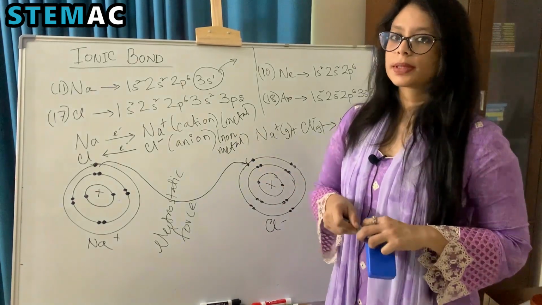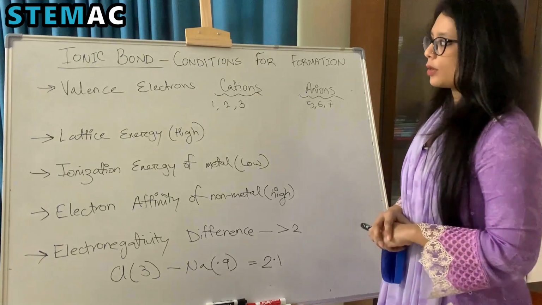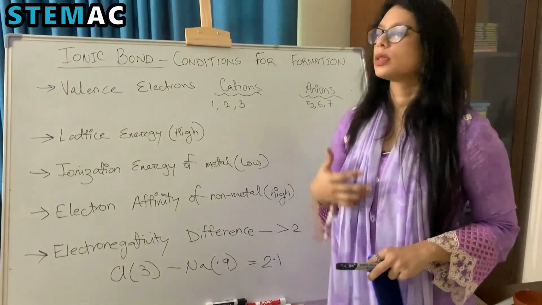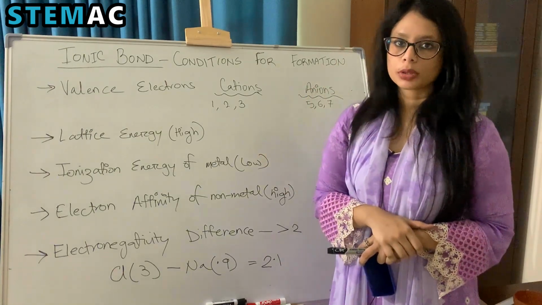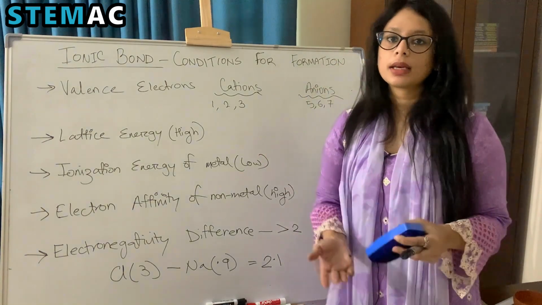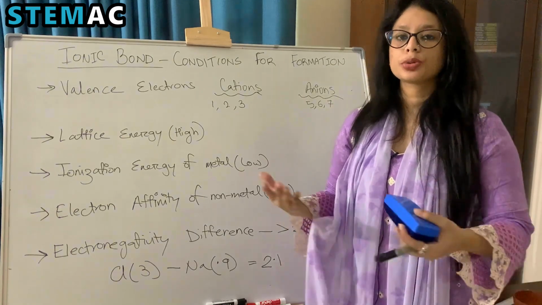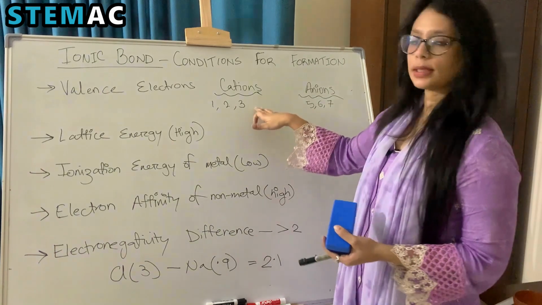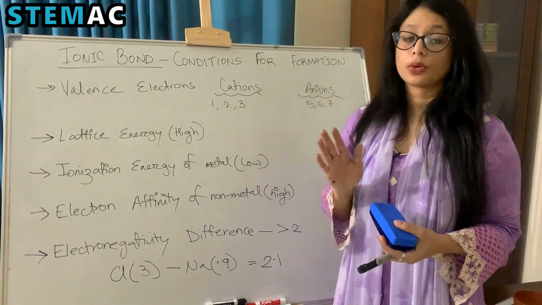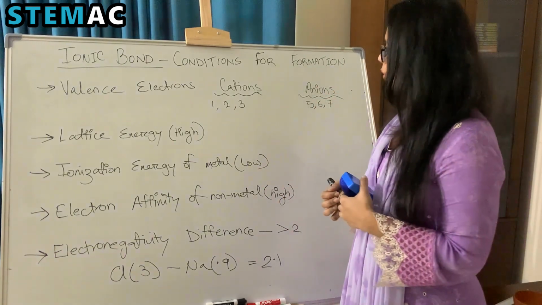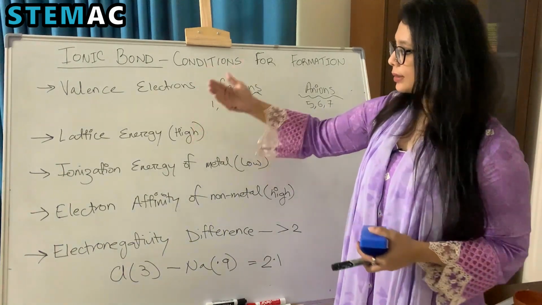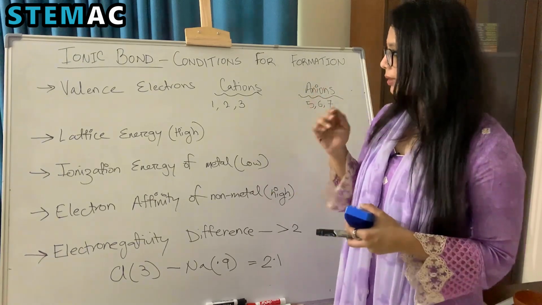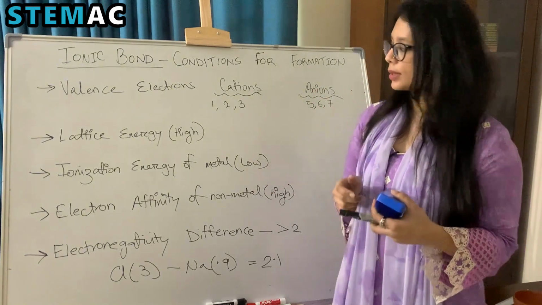Hope this video helps. Okay, now let's talk about something very important. What should be followed to form ionic bonds? In order to form an ionic bond, what conditions should be met? What conditions must the metals and the non-metals, that is the cations and the anions, maintain in order to form an ionic compound? Valence electrons, lattice energy, ionization energy, electron affinity, and electronegativity difference. These are a few conditions that I'll be discussing now.